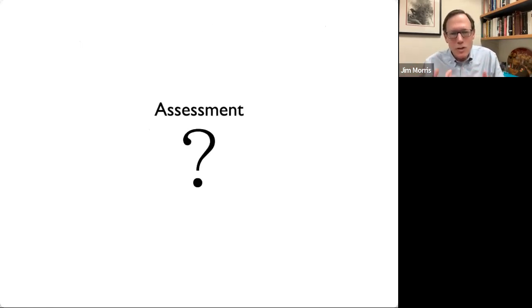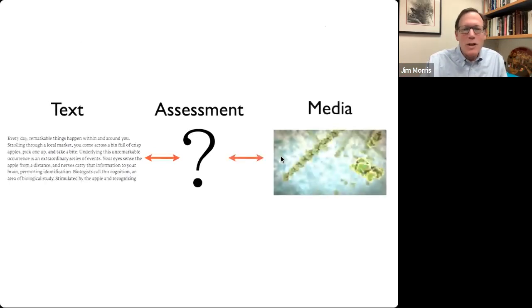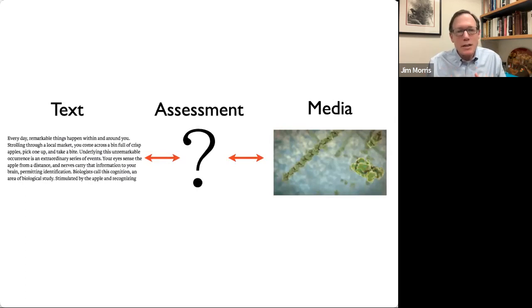If you're going to ask a question or do an activity, and I'll use the question mark to represent something that students are grappling with doing, it can't come out of nowhere. There has to be an alignment between what they're reading, if they're reading, and what they're doing. And what they're doing should be aligned with the kind of media or figures that you're showing. In other words, the language and the level and the imagery need to be consistent.